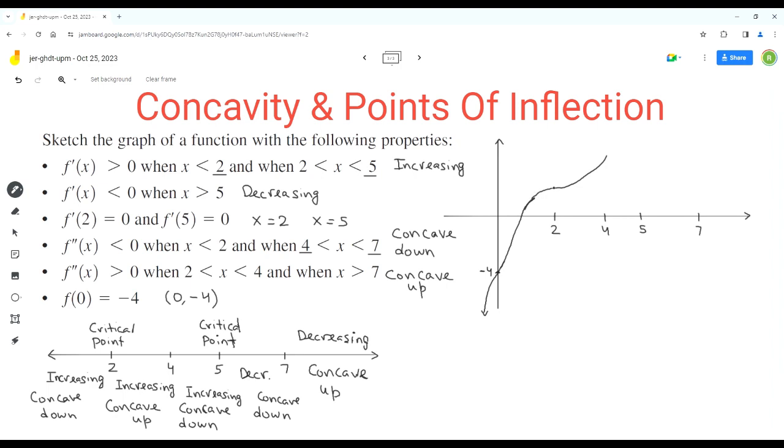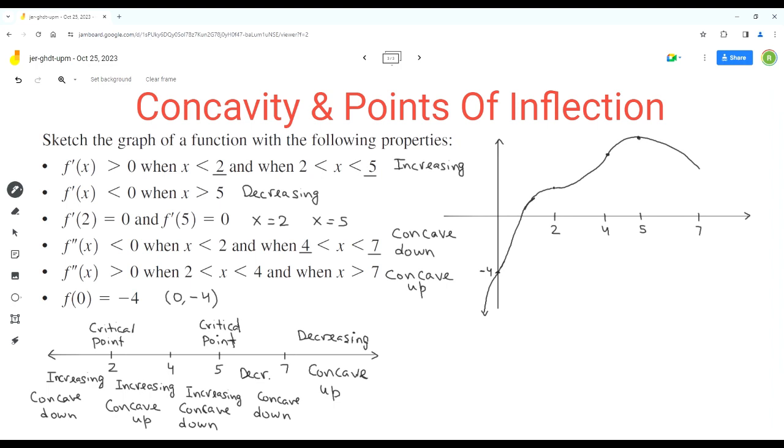Now between 4 and 5, the function is increasing but concave down. So we can extend it like this. Now at x equals 5, there is a critical point. The slope of the tangent is equal to 0 because the derivative is equal to 0 at x equals 5. Now between 5 and 7, the function is decreasing and concave down. So we can show it like this.